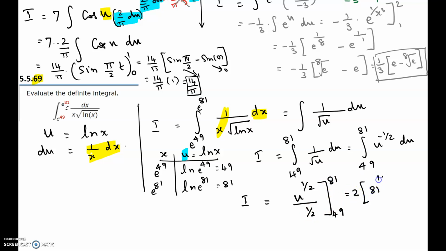Then it is 81 to the power 1/2 minus 49 to the power 1/2. So it will be 2 times, this is square root of 81, which is 9, and 49 to the 1/2 is square root of 49, which is 7. So it will be 2 times 2, which is equal to 4.